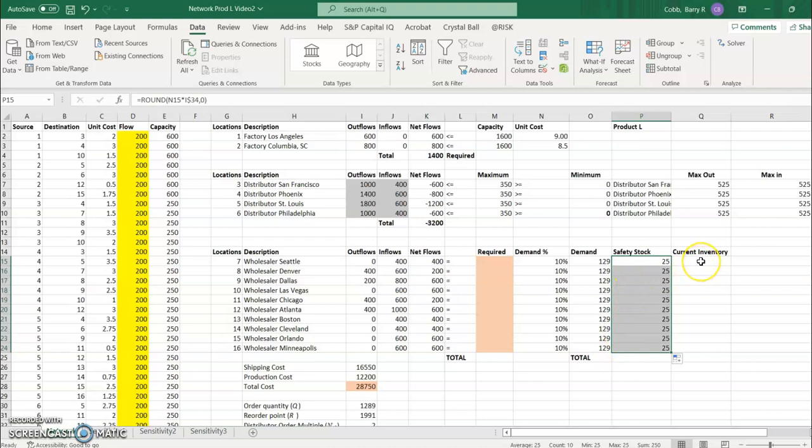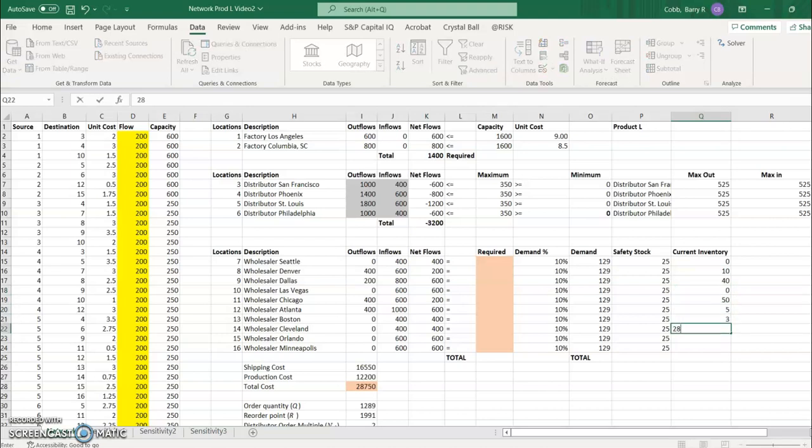Now, the current inventory would be an assumption in the model, and so that would have to be provided by the wholesaler. In this case, I'll just enter, and you can also enter the values that are going to be assumed for this problem. Those would have to be counted by each wholesaler. But these are the values that were assumed in this example.